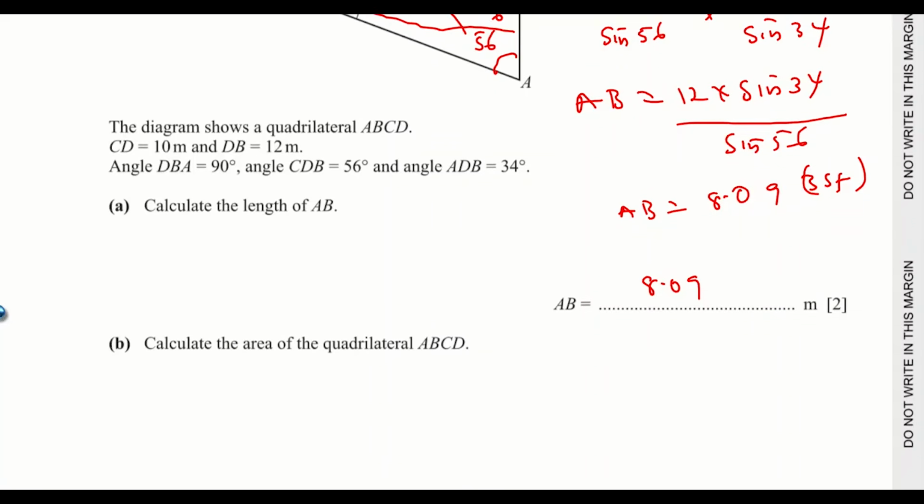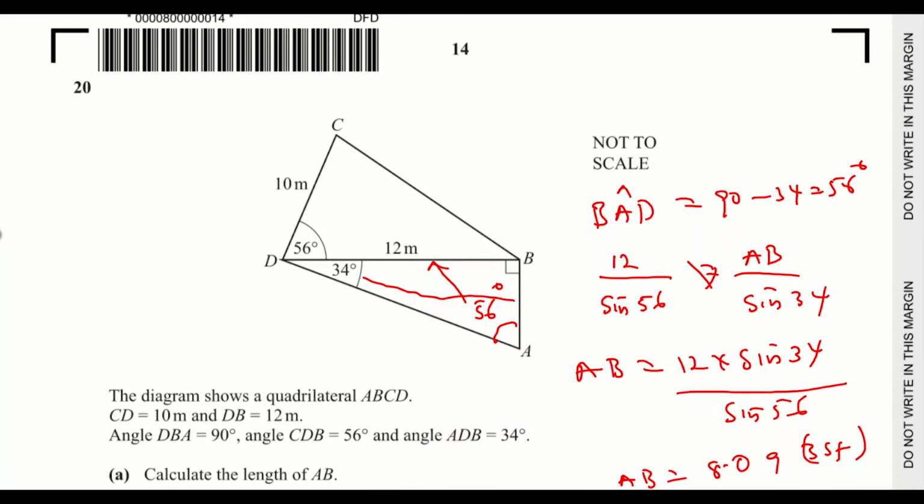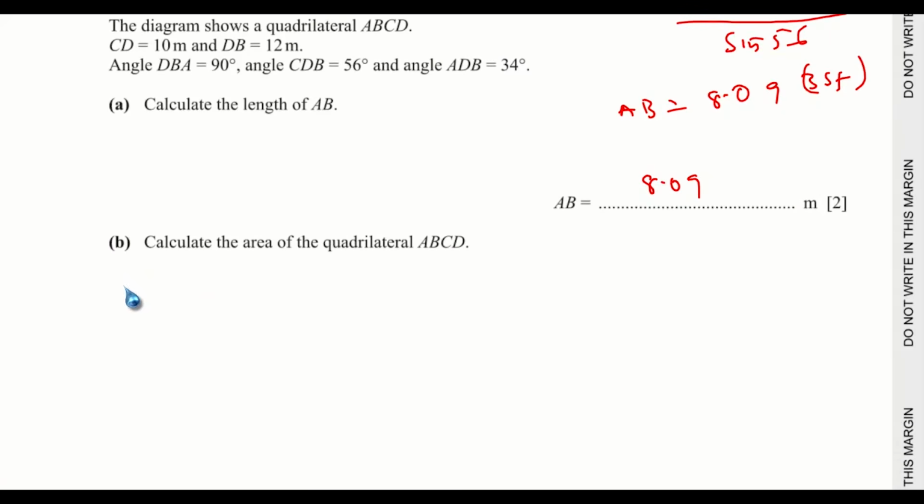Part B, calculate the area of quadrilateral ABCD. The area of the quadrilateral ABCD will be the area of triangle ABD plus the area of triangle BCD. So we add them together. Let's start with the area of triangle ABD, which is a right-angled triangle, so we can make use of base times height divided by 2. The height is 12, and AB is the base.